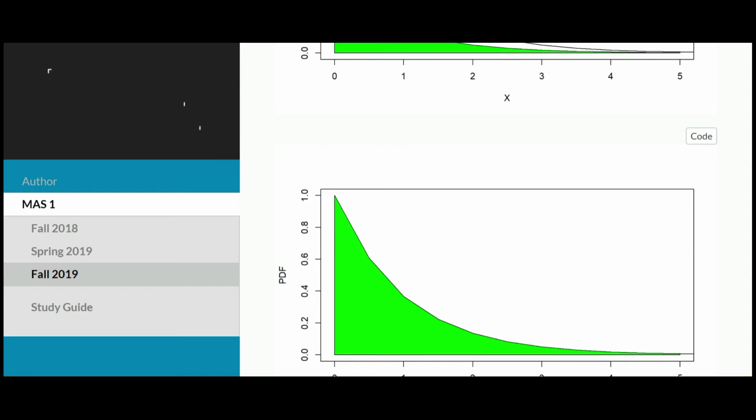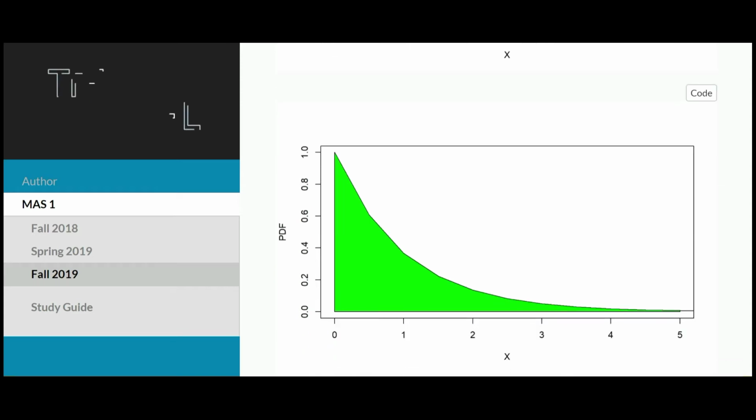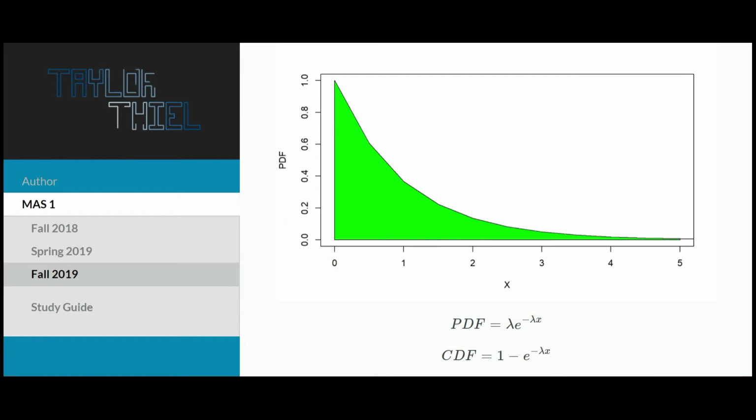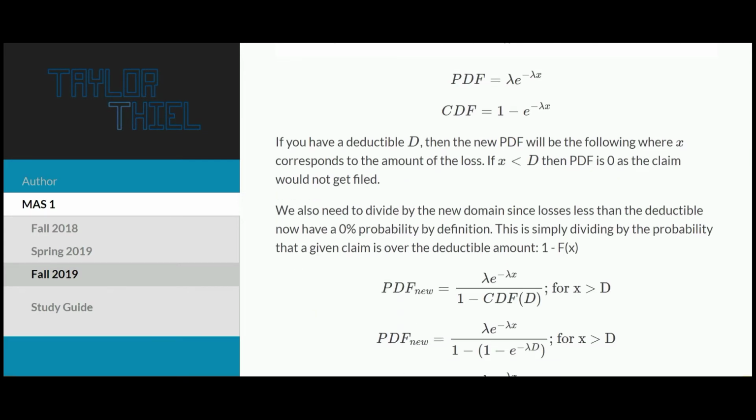So that would be sufficient if you would be willing to take my word for it, but obviously I could have just coded up some shapes and shifted them around. So now we're going to walk through the exact same process, but with actual math. Just as a reminder, for the exponential distribution, the PDF is lambda e to the negative lambda x, and the CDF is 1 minus e to the negative lambda x.